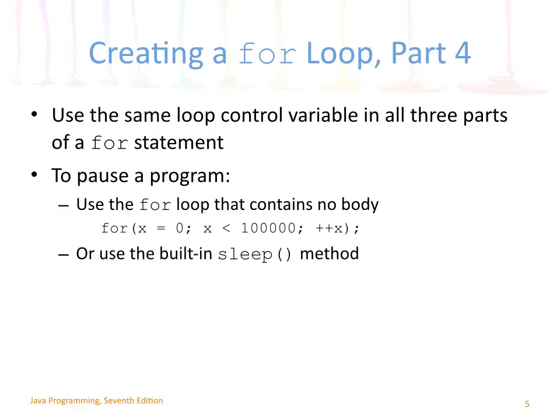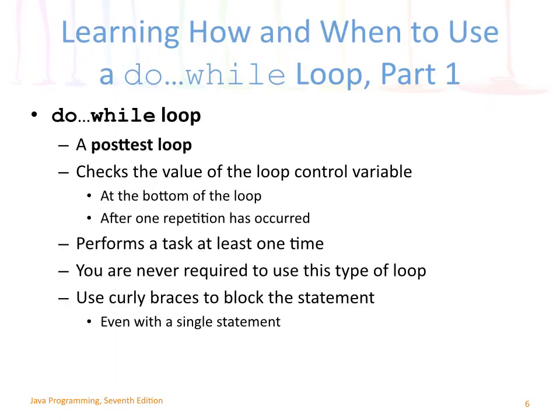And in this particular example, you see there's a semicolon at the end. So this for loop is doing absolutely nothing. It's just looping. And that's a way to just pause your program. Or you could use the sleep method. Either one will work. We'll see examples of when we want to pause a program later. We haven't had to do that yet, and we haven't seen any examples of where it would be appropriate just yet.